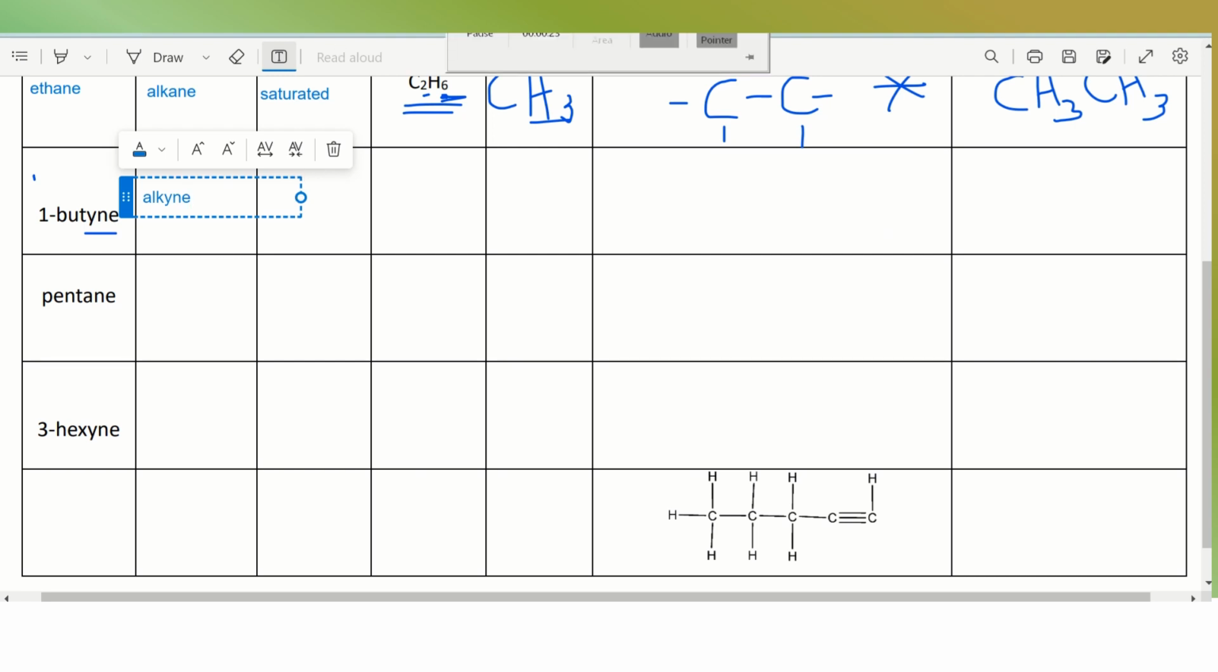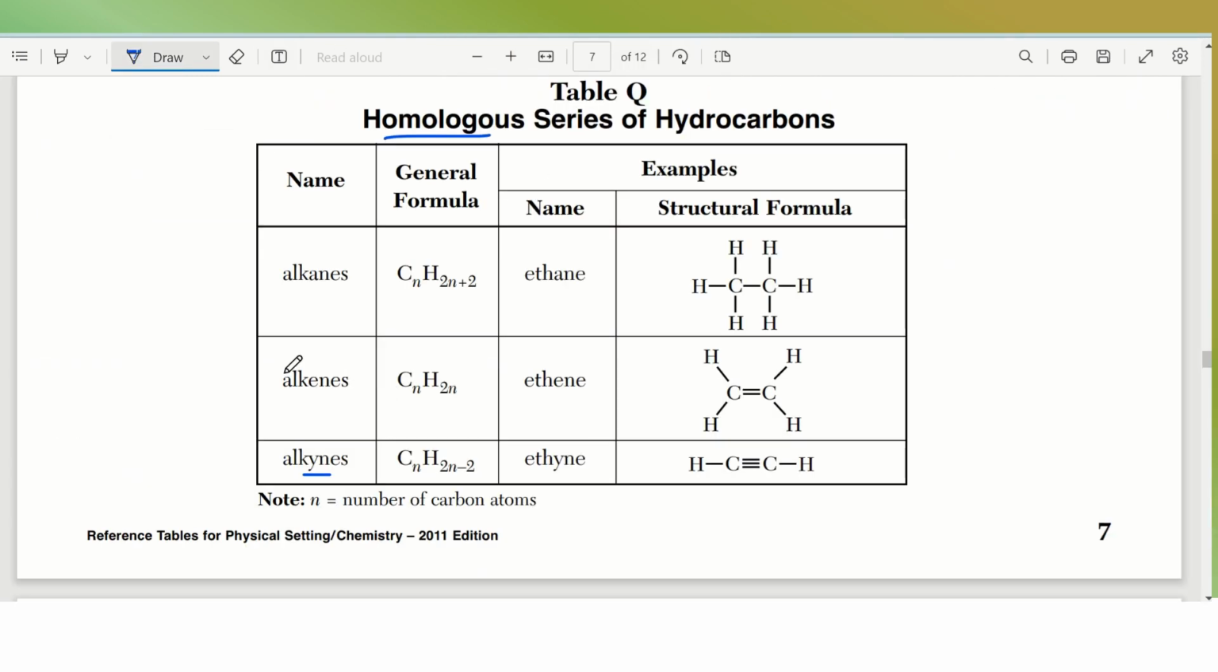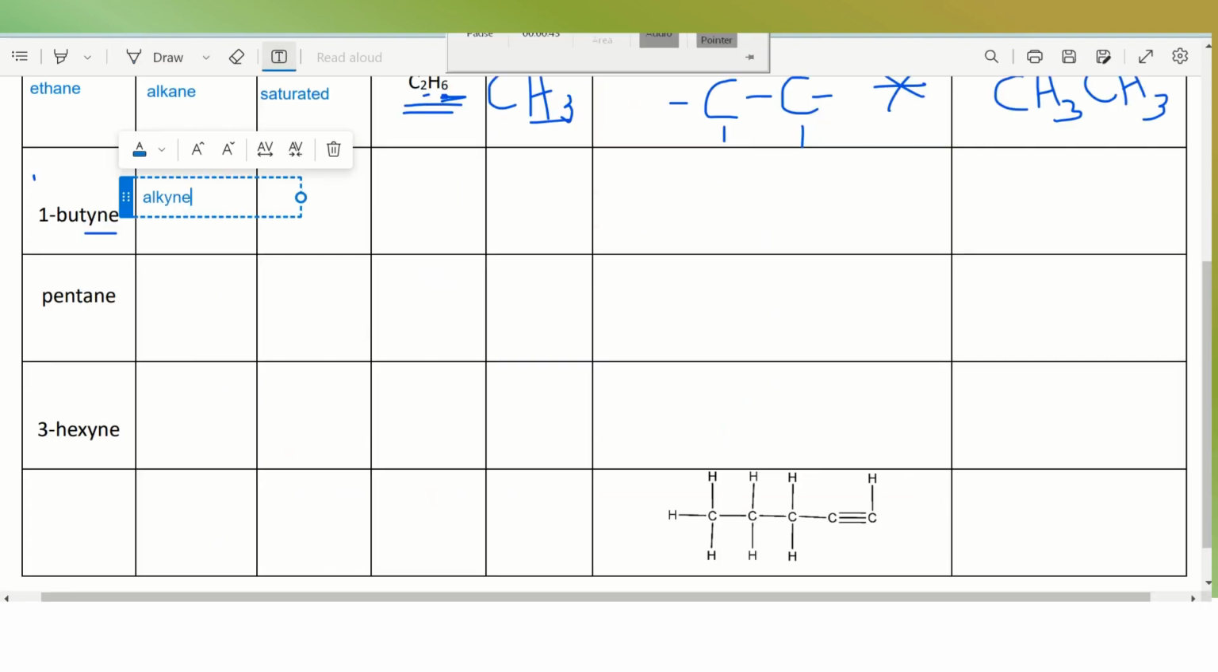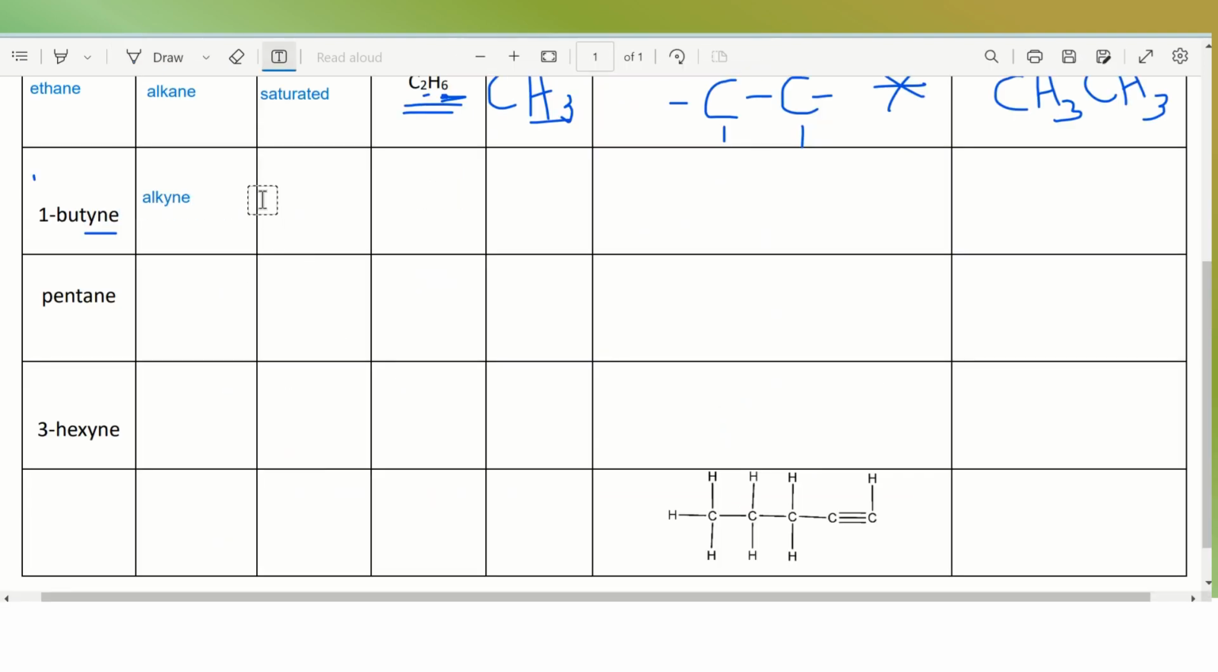Is it saturated or unsaturated? Well, do you remember? The alkanes only are saturated, and these are unsaturated. Why? Because looking at their pictures, they're definitely not full of hydrogens, because the double bond and the triple bond remove that availability for hydrogen to bond to those carbons. So this one is unsaturated.